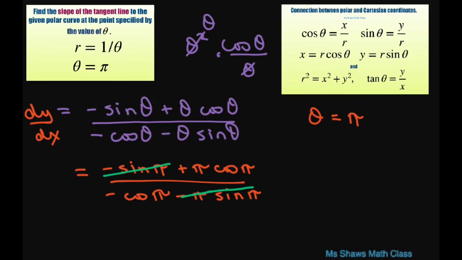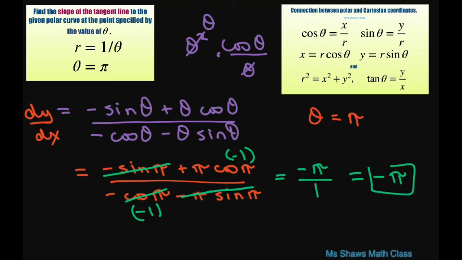So in the numerator, we're just going to get, this is negative 1, so it's going to be negative pi. And in the denominator, this is negative 1. Two negatives make a positive. So our answer is going to be negative pi. And that's your final answer.